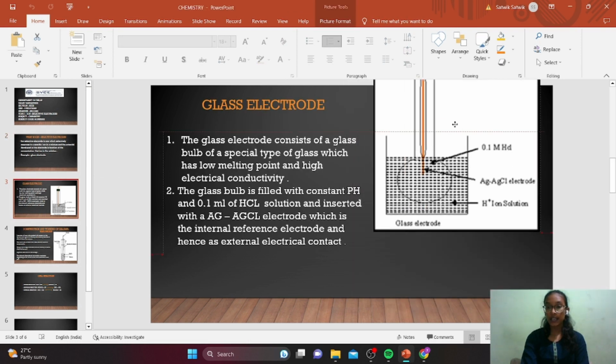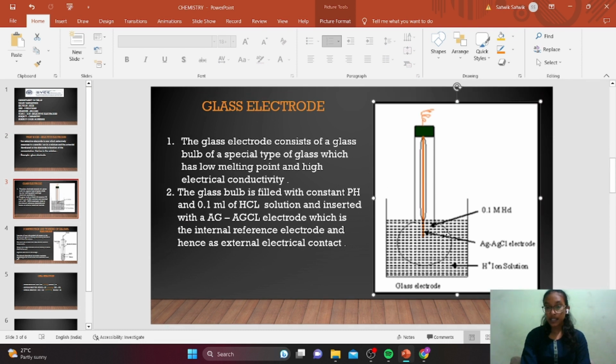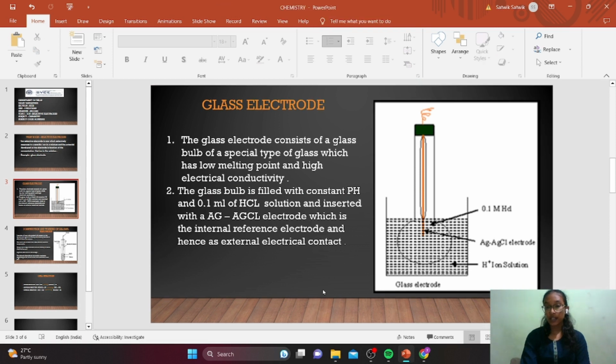As we can see here, this is the diagram of the glass electrode. This is the outer bulb of the glass electrode. The glass electrode consists of a glass bulb of a specific type of glass which has low melting point and high electrical conductivity. The glass bulb is filled with a constant pH, 0.1 M HCl solution, and inserted with an Ag/AgCl electrode, and hence has an external electric contact.